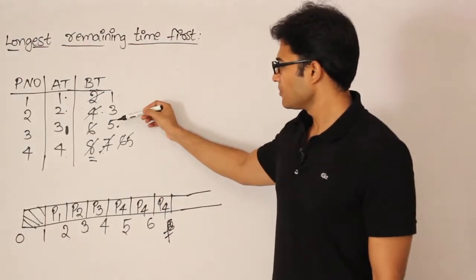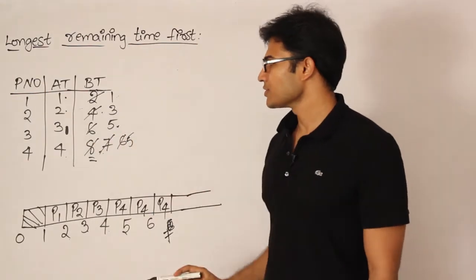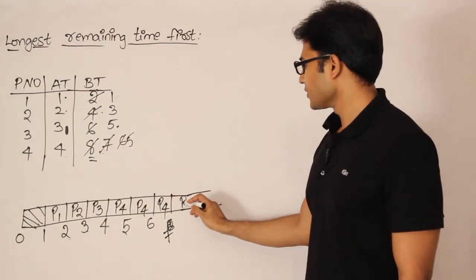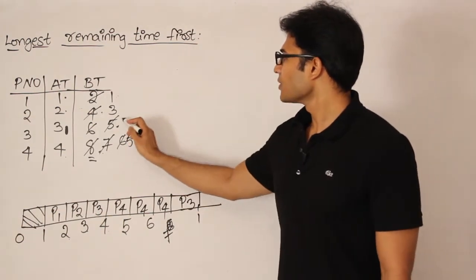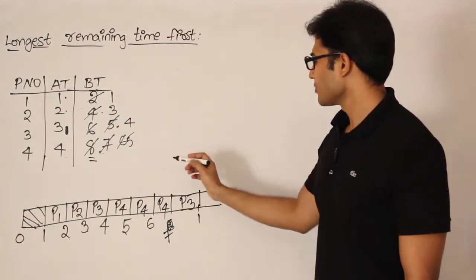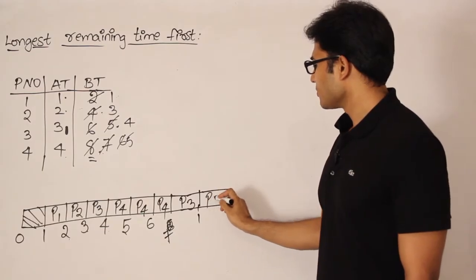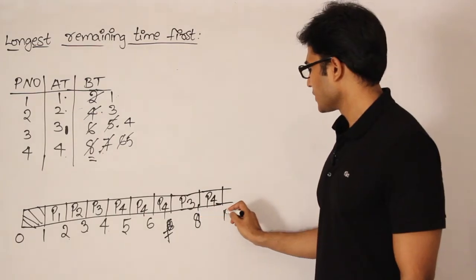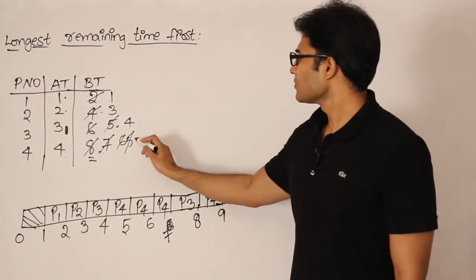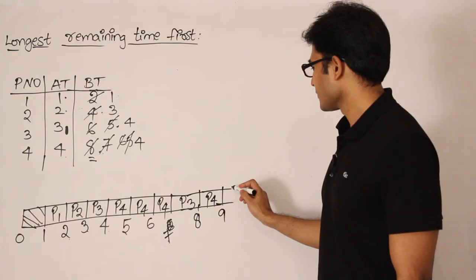So there is a tie between P3 and P4 and the early process is P3, so I am going to take P3 here. P3 I am going to schedule it for one time, then this will become 4. Now which one has become longer? P4, right? So I am going to take P4 and schedule it for 1. Okay, it is 8 and it is 9, right? And now this one has become 4, right?